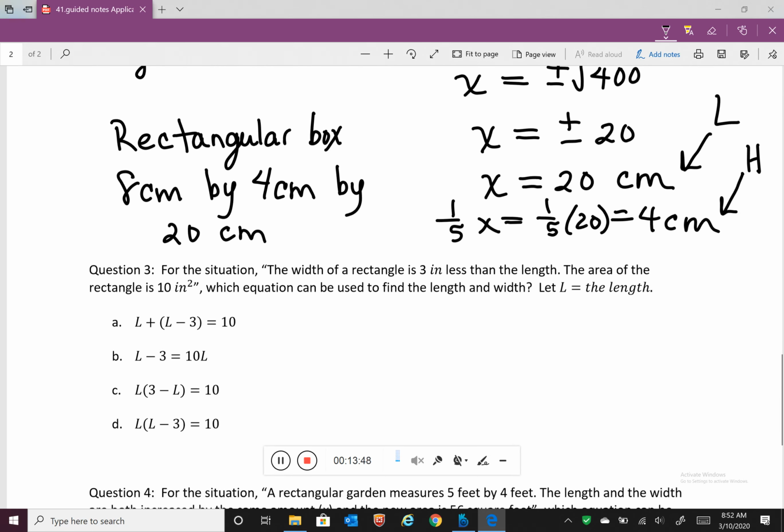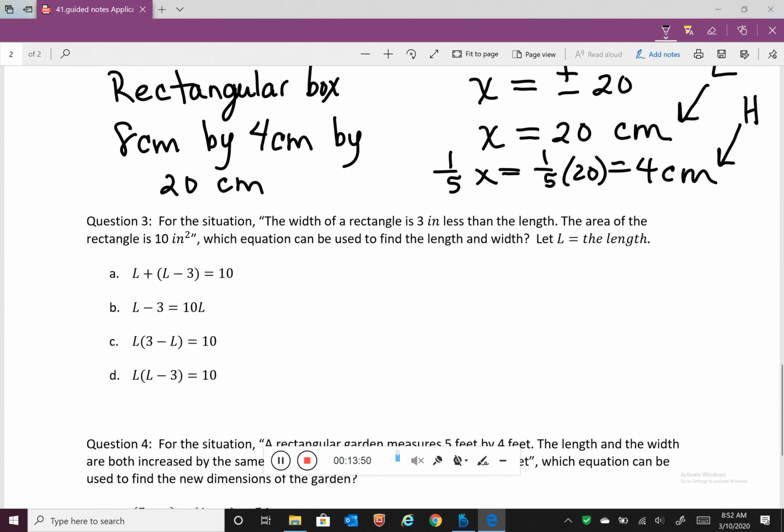And question 3, for the situation, the width of a rectangle is 3 inches less than the length, and the area of the rectangle is 10 inches squared. Which equation can be used to find the length and the width? And we're going to let L equal the length.